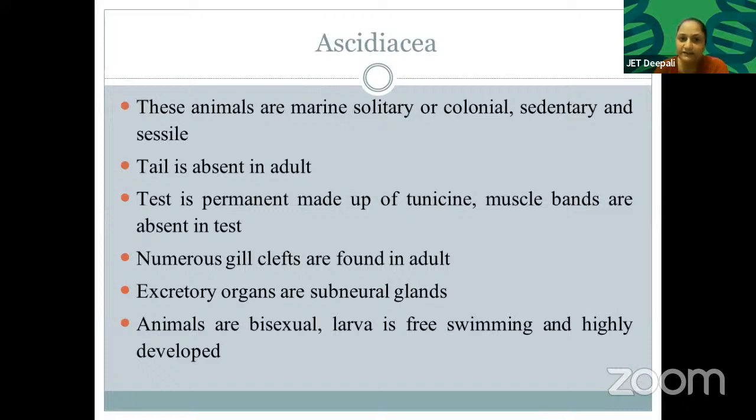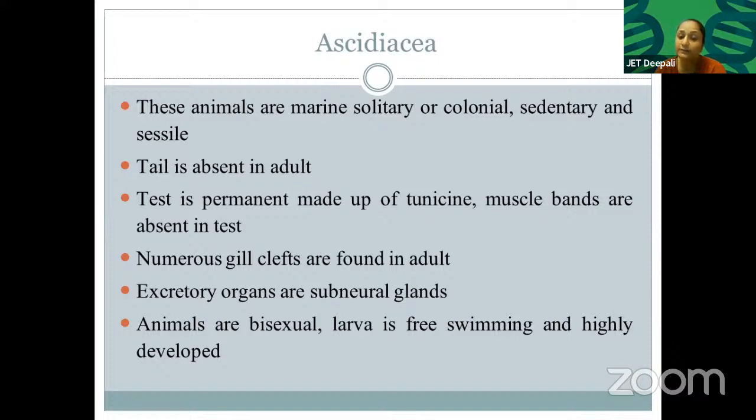Ascidiacea. These animals are marine, solitary or colonial, sedentary and sessile. Tail is absent in the adult. Test is permanent, made up of tunicin, meaning they do not shed their test from time to time. Muscle bands are absent in the test. Numerous gill clefts are found in the adult, whereas in Larvaceae there is only one pair of gill clefts.